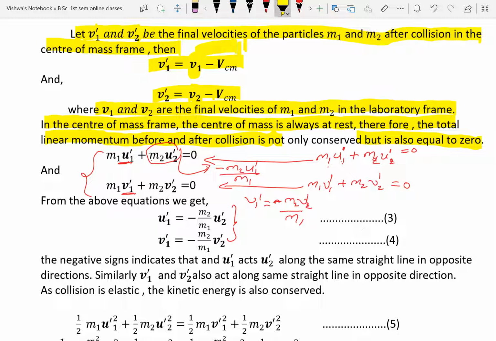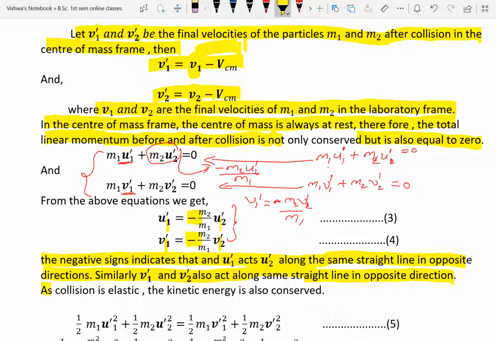Then here a negative sign is there. This negative sign indicates u1 prime and u2 prime are both in opposite directions, and v1 prime and v2 prime are also in opposite directions. That negative sign, if it is positive, means both are in the same direction. If negative, those are in opposite directions. So v1 prime and v2 prime are along the same straight line but in opposite directions.